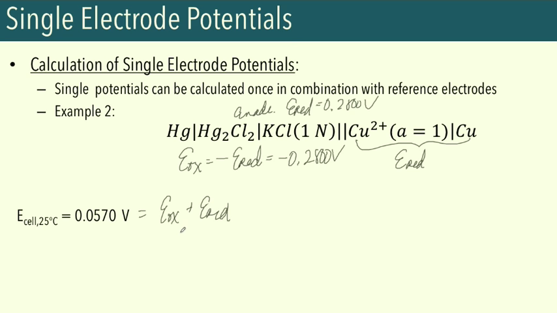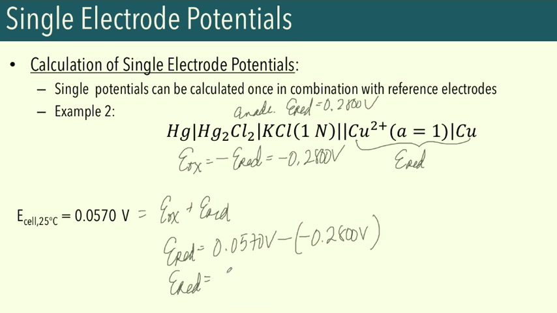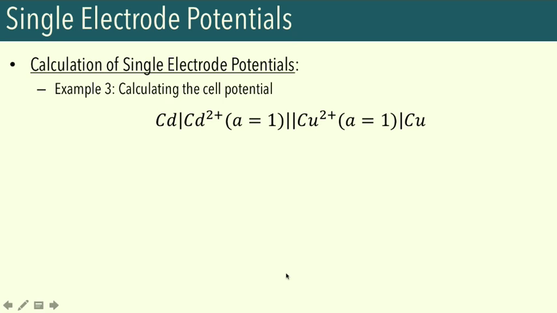So upon calculating the reduction potential of our copper-copper 2 plus electrode, this is just going to be equal to 0.0570 volts, the cell potential, minus the oxidation potential of our anode, okay? So that is given as minus negative 0.2800 volts, okay? So upon calculating the reduction potential of our copper-copper 2 plus electrode, this is just given as 0.3370 volts, okay? So we could combine all of these calculated electrodes and set up other types of electrochemical cells, okay? So in our third example, we'll be using the single electrode potentials that we calculated for our cadmium 2 plus electrode and our copper 2 plus electrodes, okay?